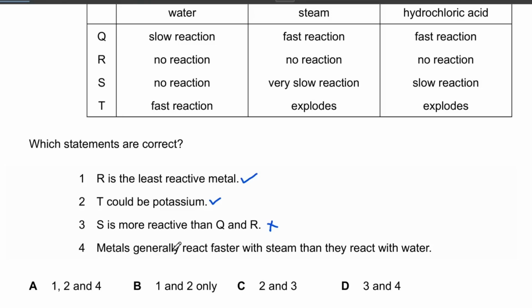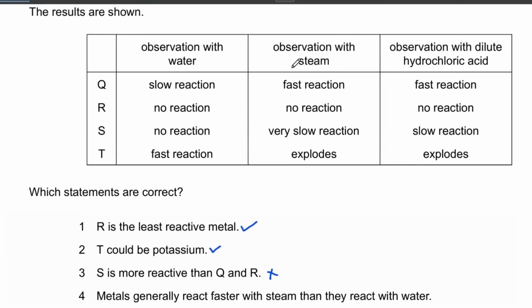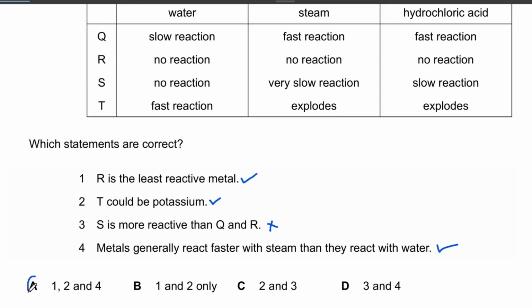Option 4, metals generally react faster with steam than they react with water. Yes, as you can see here, this is slow, but here it's fast. No reaction, there's reaction, fast, explode. So that means option 4 is also correct. So therefore, our answer is A, 1, 2, and 4.